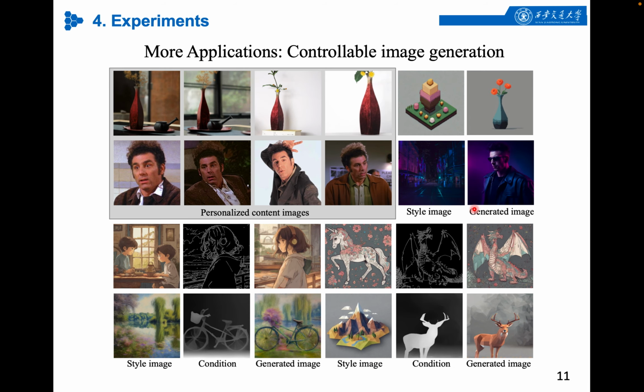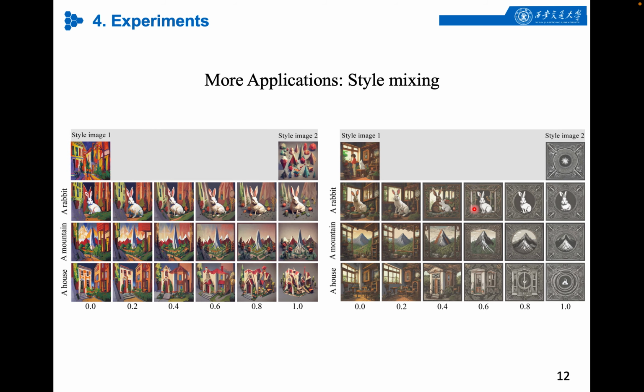Our method can also be expanded to more application scenarios. For example, it can be combined with other controllable generation methods based on different models to generate stylized images with controllable content. Our method can also generate images that blend two styles.